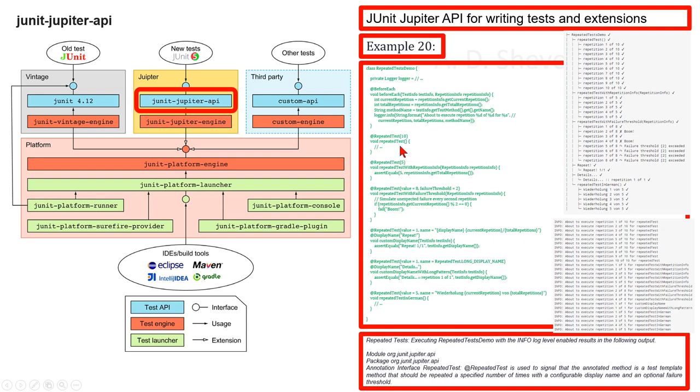The repeatedTest method is identical to the example, whereas repeatedTestWithRepetitionInfo demonstrates how to have an instance of RepetitionInfo injected into the test to access the total number of repetitions for the current repeated test. repeatedTestWithFailureThreshold demonstrates how to set a failure threshold and simulate an unexpected failure for every second repetition.